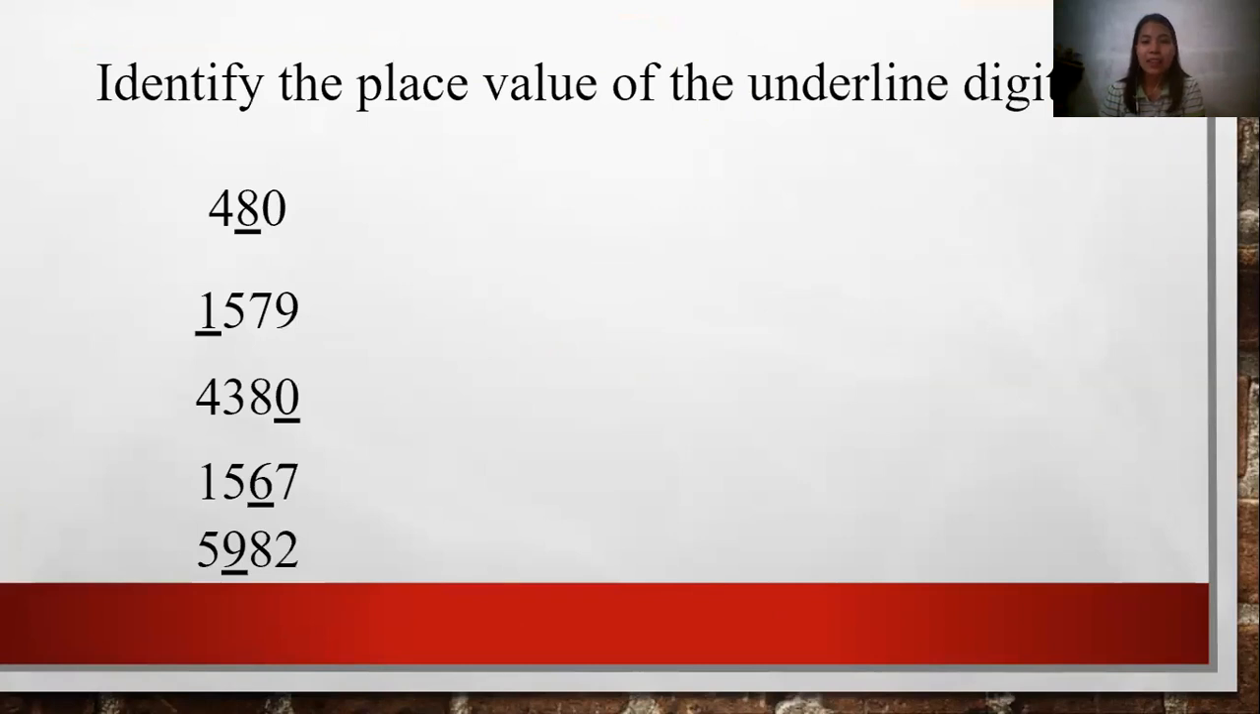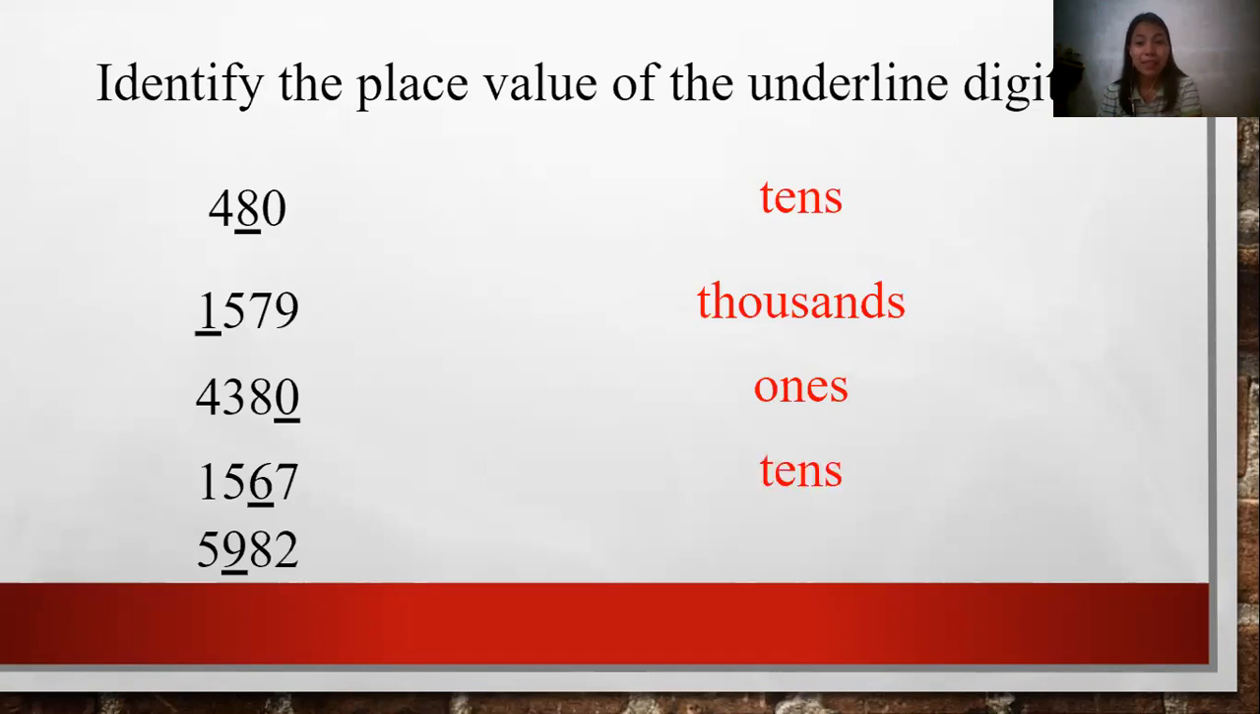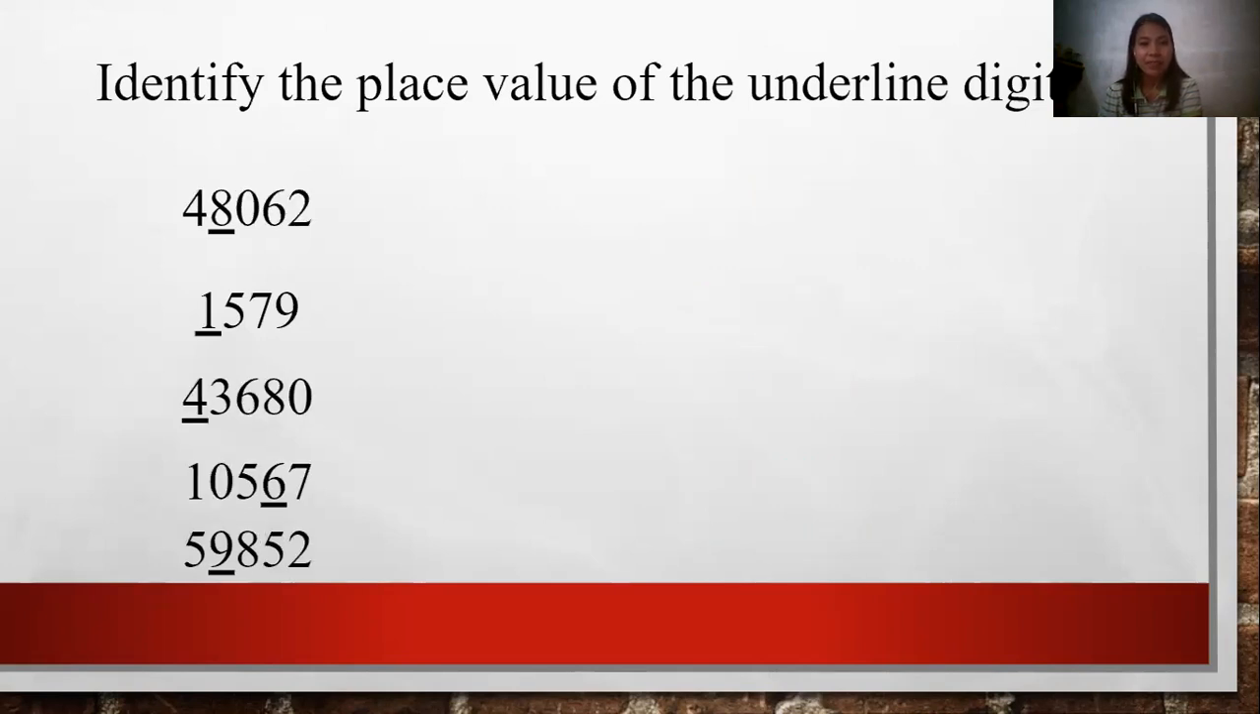Okay, so identify the place value of the underlined digit. So what is the underlined digit? 8 is the underlined digit. Is in the tens place value. 1 is in the place value of thousands. 0 is in the place value of ones. 6 is in the place value of tens. And 9 is in the place value of hundreds. Another.